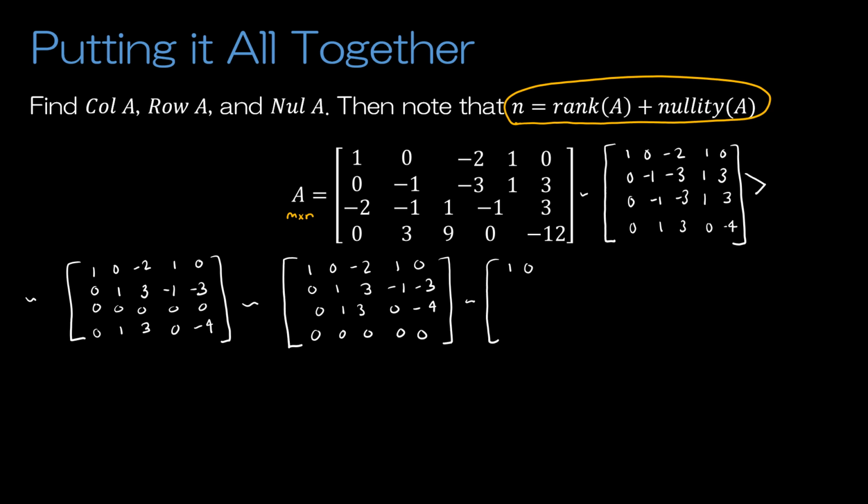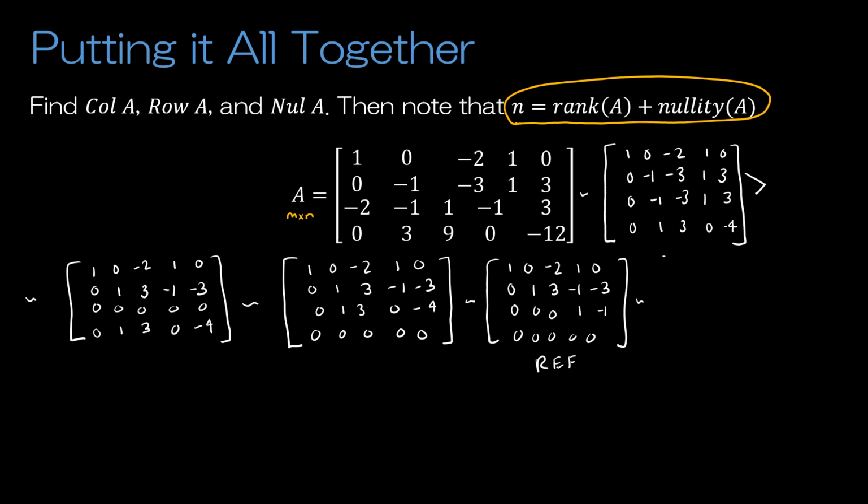I'm going to keep row 1 the same. I'm going to keep row 2 the same. I'm going to take negative row 2 plus row 3, so that's going to give me 0, 0, 0, 1, negative 1, and then 0, 0, 0, 0, 0. Hopefully I can fit all of this in. This is row echelon form.